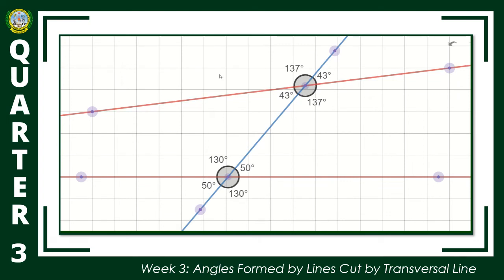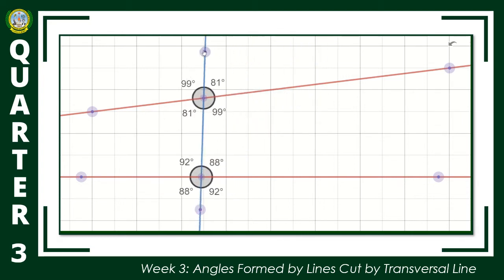And then we also have the linear pairs. And according to the linear pair postulate, di ba? Two angles forming a linear pair are always supplementary. Which means yung mga magkakatabi, kapag inadd natin, palagi siyang 180 degrees. 137 plus 43 is 180. 43 plus 137 is also 180. 130 plus 50 is 180. 50 plus 130 is 180. So, kahit i-move ko yan, ganun pa rin yon.